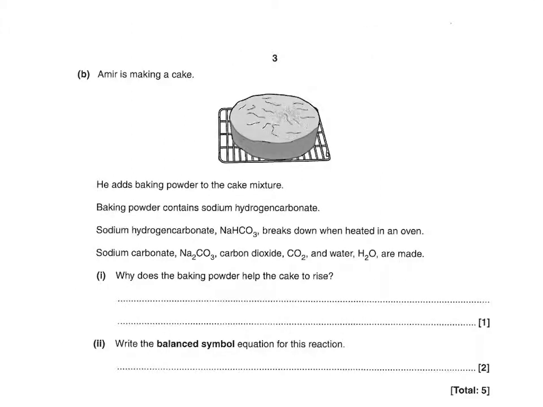And then Amir is baking a cake. He adds baking powder to the cake mixture. Baking powder contains sodium hydrogen carbonate. Sodium hydrogen carbonate breaks down when heated in an oven. Sodium carbonate, carbon dioxide, and water are made. Why does the baking powder help the cake to rise? And that's because this carbon dioxide is given off.